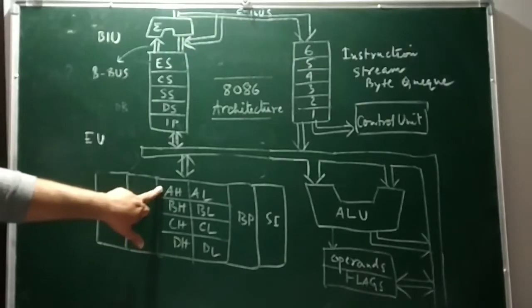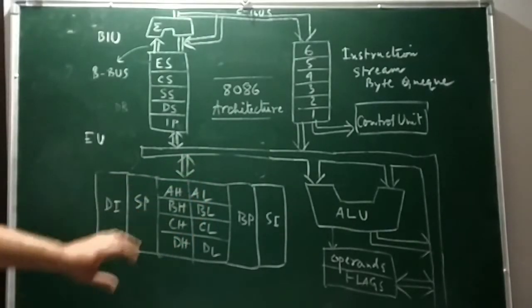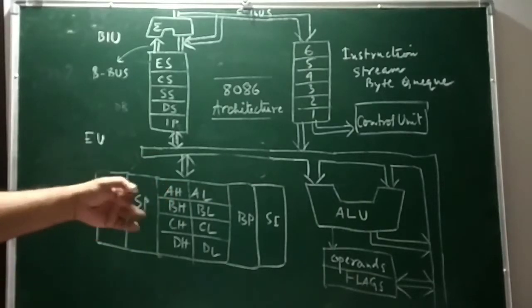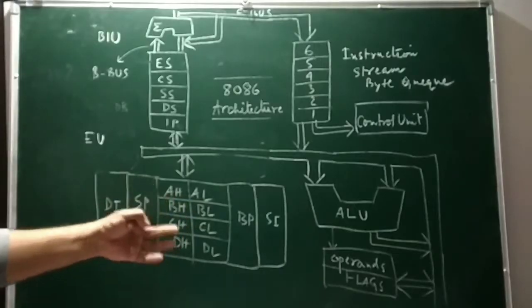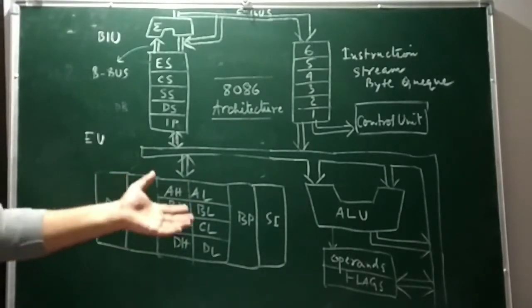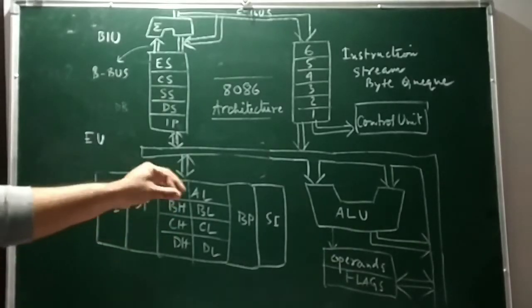AX is used as the 16-bit accumulator. The lower 8-bit is designated as AL and the higher 8-bit is designated as AH. AL can be used as an 8-bit accumulator for 8-bit operation and AH can be used as an 8-bit accumulator for any 8-bit operation. So all data registers can be used as either 16-bit or 8-bit. BX, for example, is also a 16-bit register, but BL indicates the lower 8-bit of BX and BH indicates the higher 8-bit of BX.